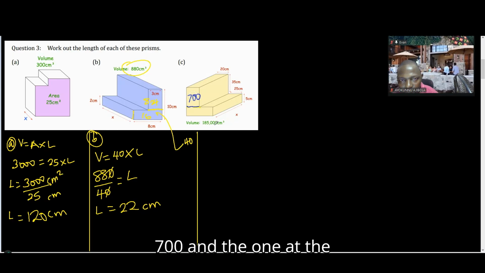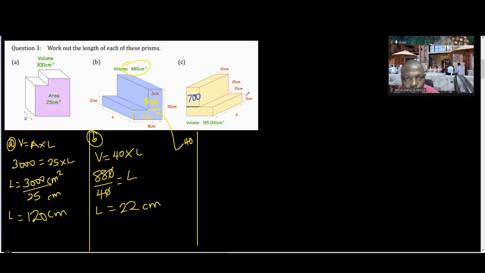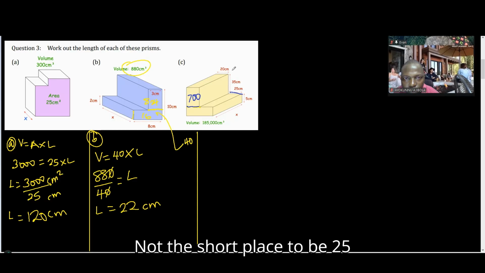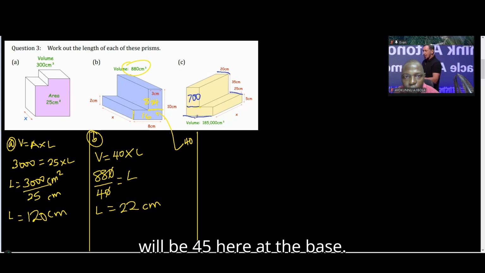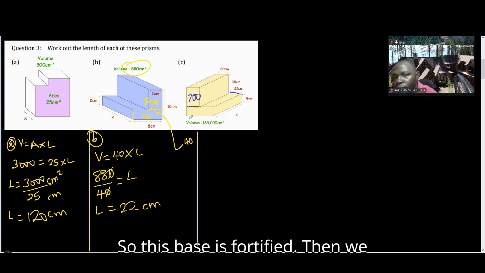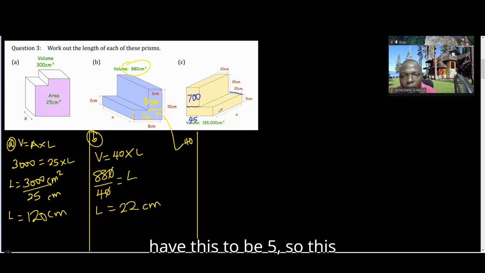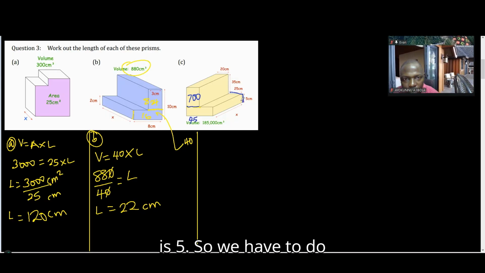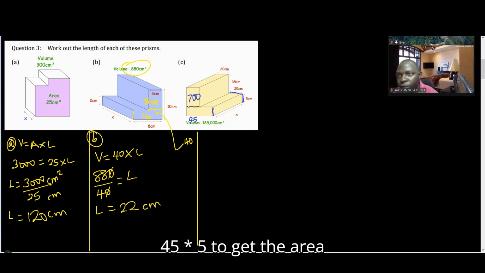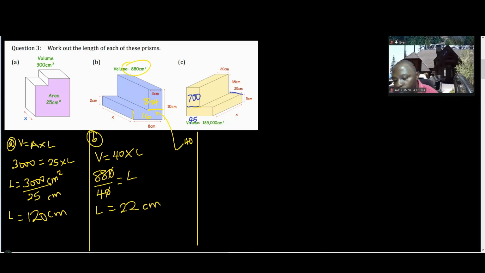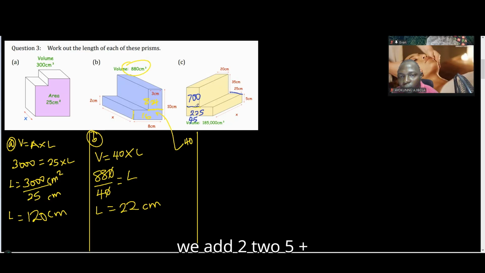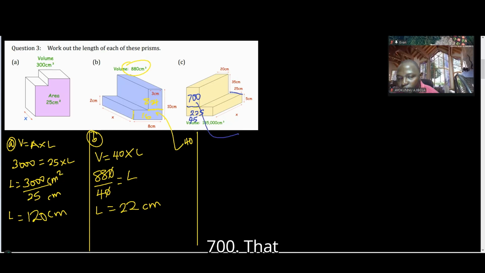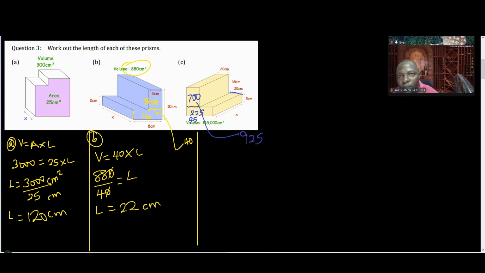This place is 700. And the one at the base, we have the short place to be 25 and this 20. So the total length will be 45 here at the base. Then we have this to be 5. So we have to do 45 times 5 to get the area at the base there. So 45 times 5, that's 225. So to get the total area here, we add 225 plus 700, and that is 925 as the area there.